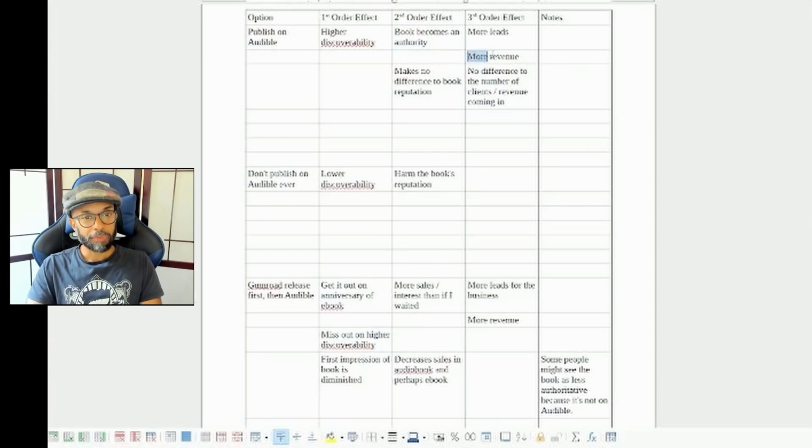More revenue. It's probably not going to be a significant amount more revenue just because the book, it's a very low ticket item. The ebook is like $5 Australian. The audiobook is $9.99. So yeah, it's not gonna make a huge difference to the bank balance. It makes no difference to book reputation. If I publish on Audible, it makes no difference. I'd probably bet against that even.